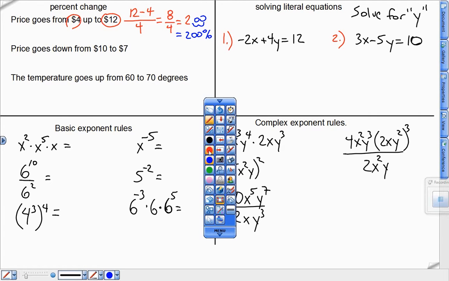All right, next, price going down, same thing. Subtract to find the change. 10 minus 7 shows me it went down by $3. Divided by the original, which is 10, gives me 3 over 10. And that, using the calculator, 3 button first, divided by 10 button second, gives me 0.3, which moved to the right turns into 30%.